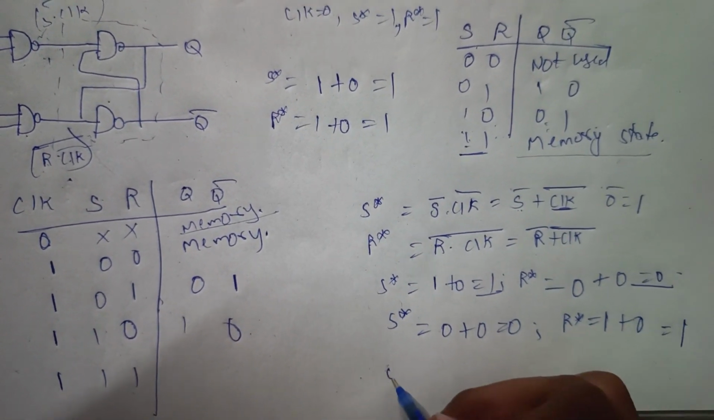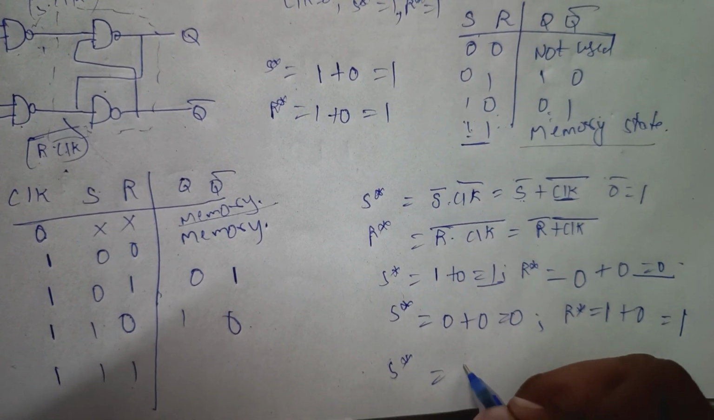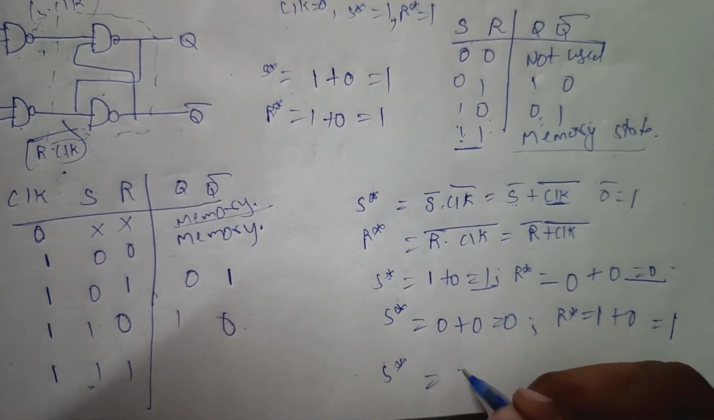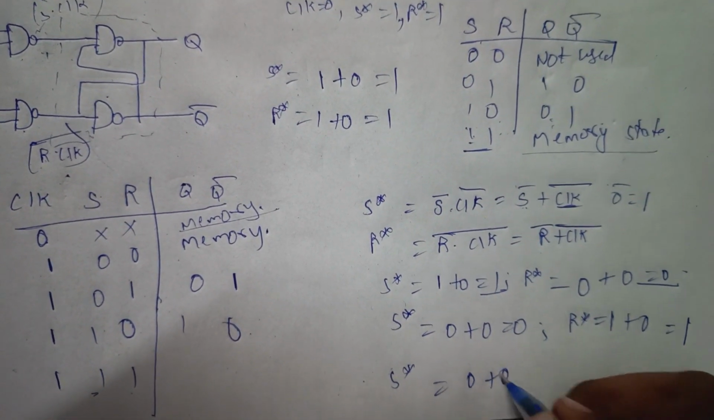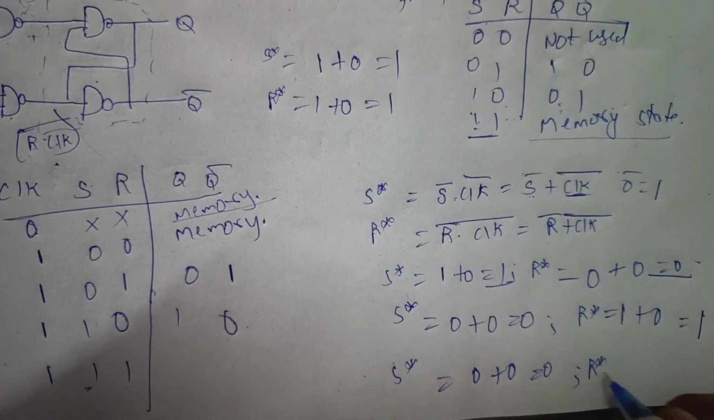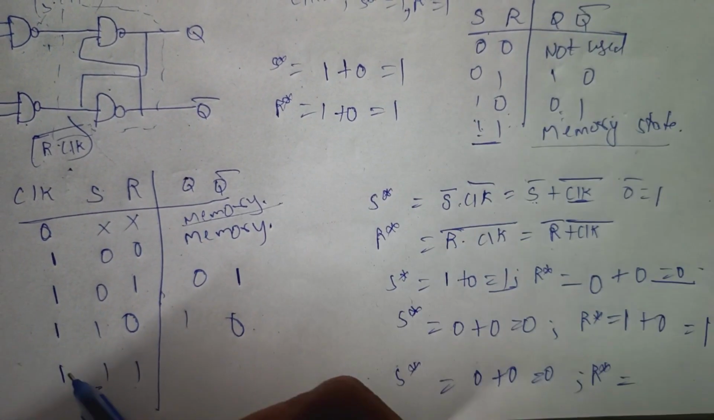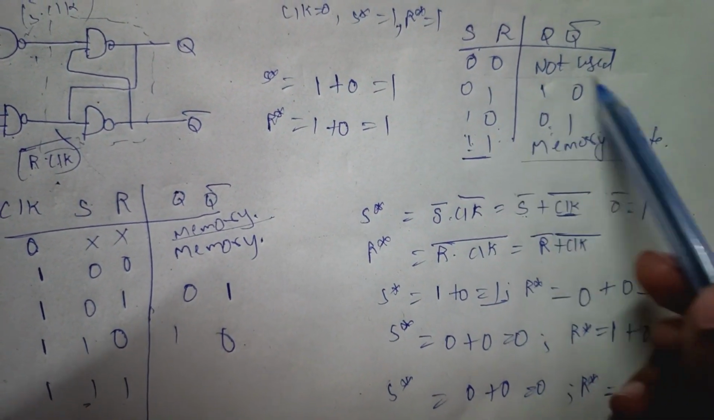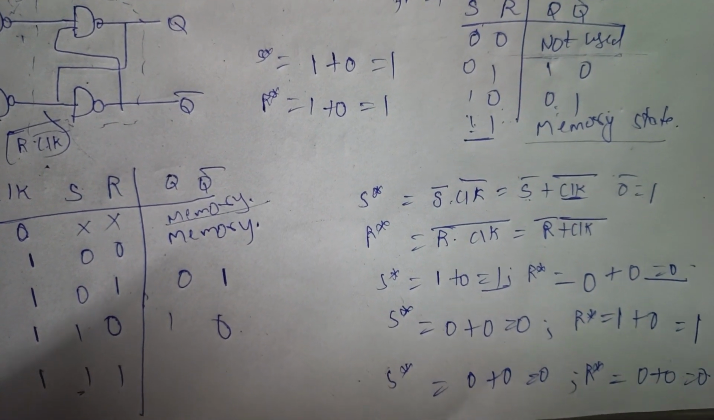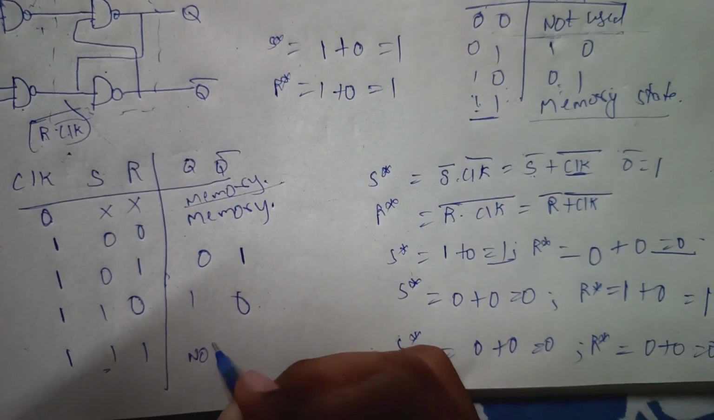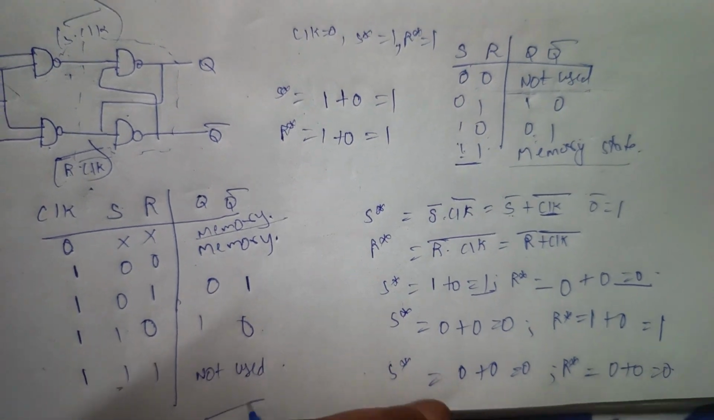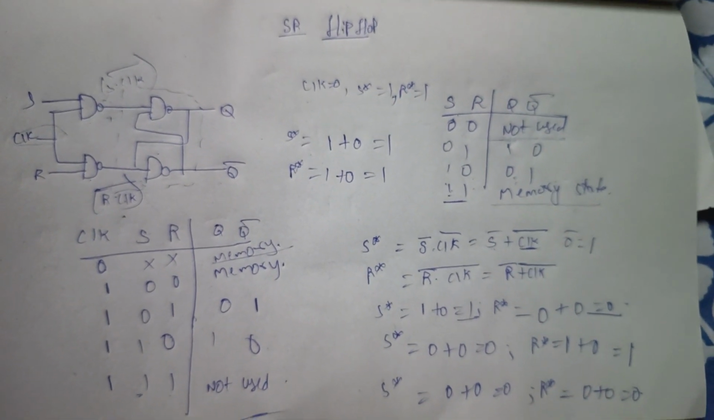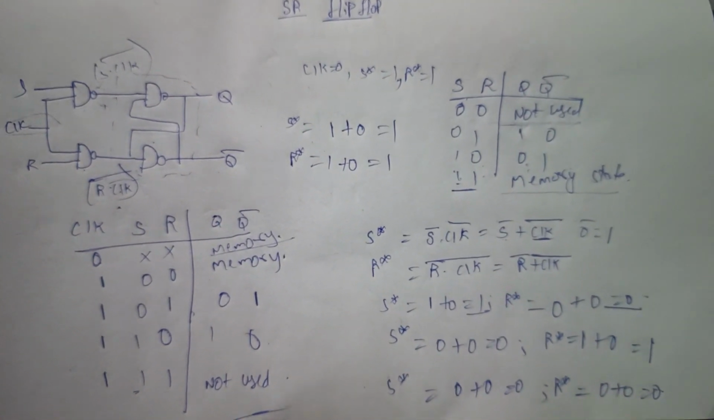If all are ones, then S star is equal to S bar, means here 1, so here 0, and plus clock is 1, so here 0, so 0, and R star is nothing but 1 and the 1. Here also same, 0 plus 0 is equal to 0. Here we are getting 0 and the 0. So this is the not used state, or undefined state. Okay, so this is the truth table for the SR flip flop. Now we will see how to make the Verilog code for this SR flip flop.